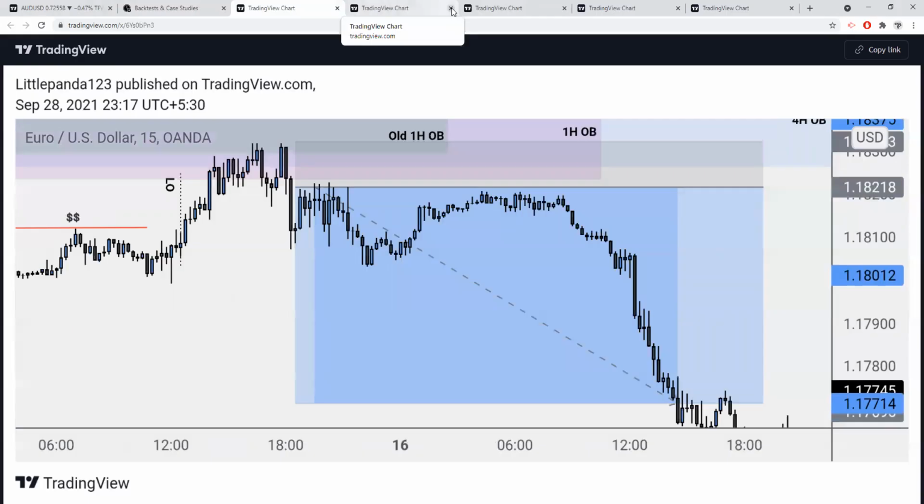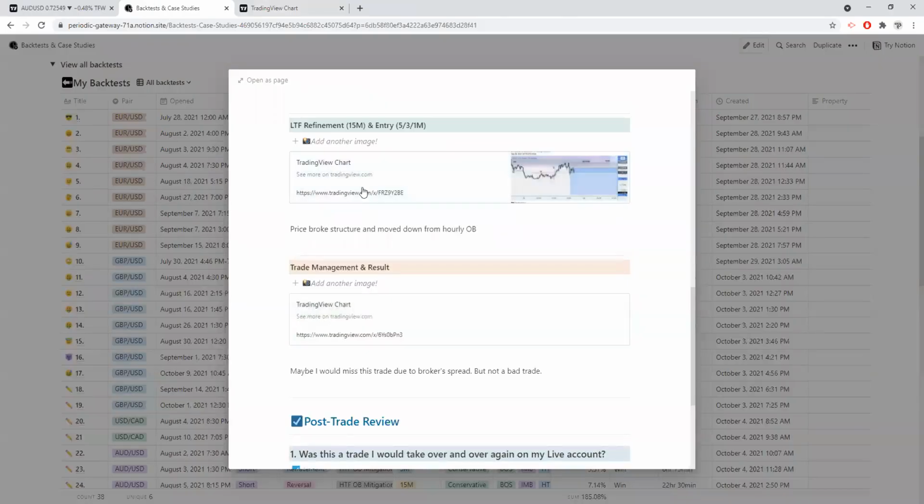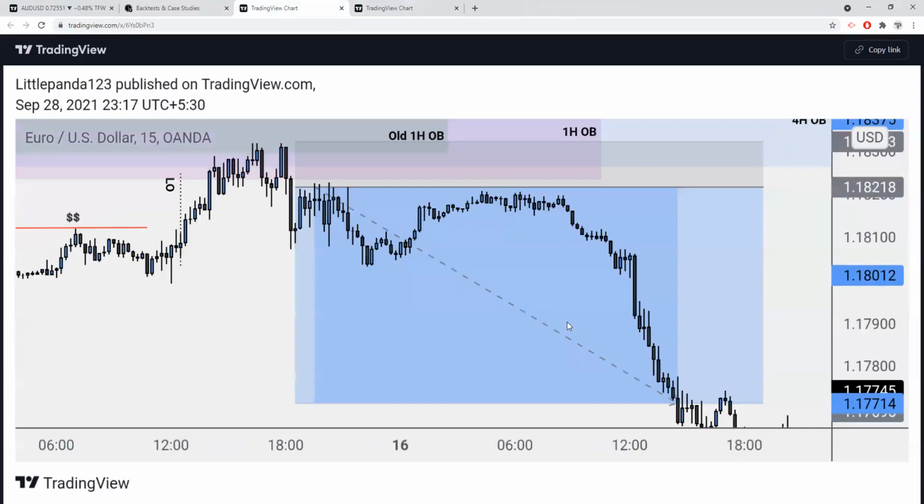Okay, there's the result. I haven't opened it. Ooh, look at that, man. That one was textbook. This one is textbook in terms of manipulation and 2.0 as well. So you've done an absolutely amazing job. Maybe I would miss this trade due to broker spread. No, you're not, because there were quite some wicks right there tapping into your entry. And yeah, you probably trade with limits.